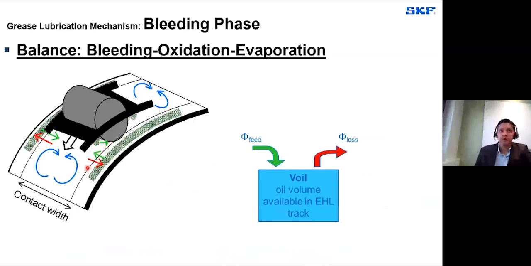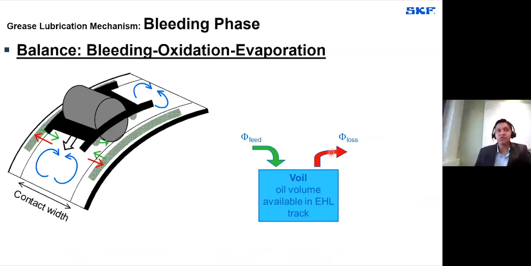And in the same way, oil molecules or oil layers can move towards the side of the bearing due to the contact pressure. That will be responsible for the loss of lubricant. So if you want to maintain a healthy film for a longer period, you really should have a balance between the feed and loss mechanisms.